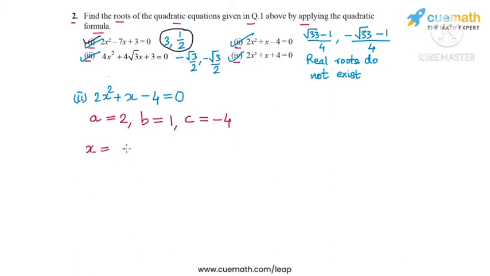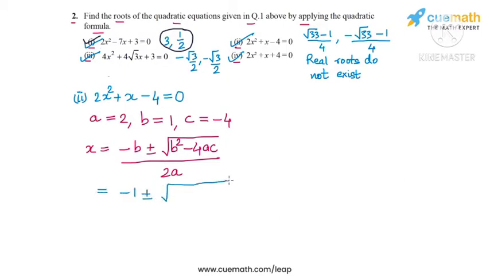So we'll get x is equal to −b ± the root of b² − 4ac, divided by 2a. Now let's plug in the values. So −b will be equal to −1, then ± the root of b², so b² is 1² or 1, minus 4ac, so 4 times a, which is 2, times c, which is −4, and then in the denominator we have 2a, or 2 times 2.